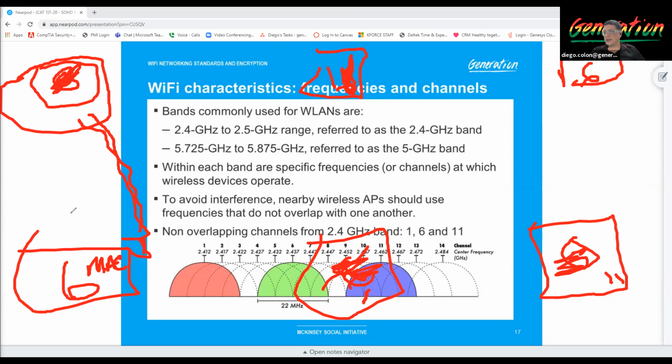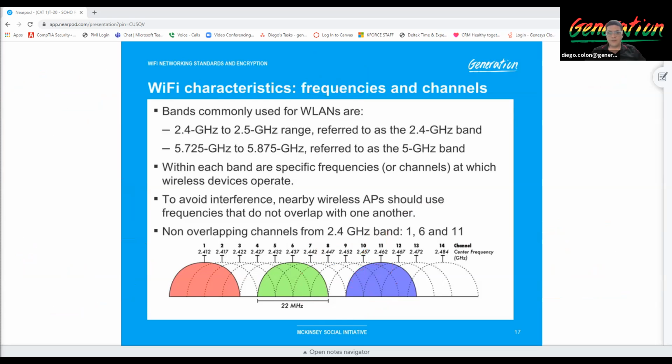This will avoid those problems and obviously ensure that you have good coverage. There is obviously a distance depending on the type of antennas that you're using, but the most critical thing is understanding the actual channels that you must use for proper installation. Any questions or doubts?